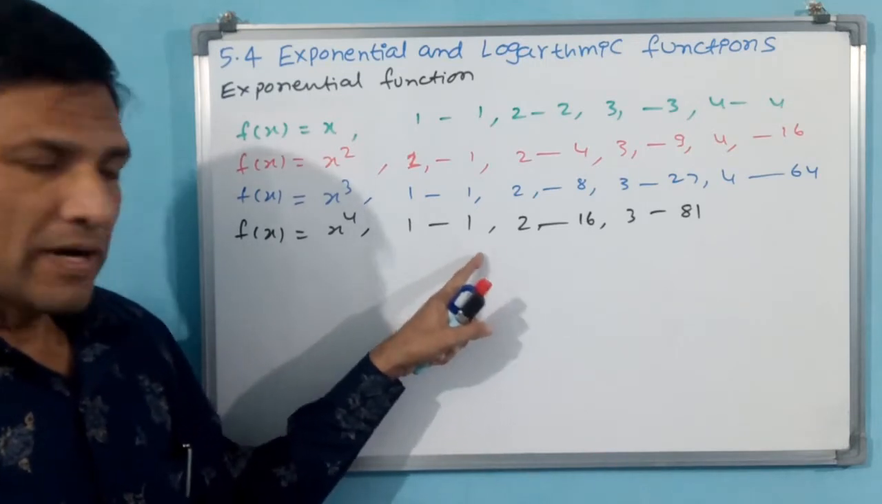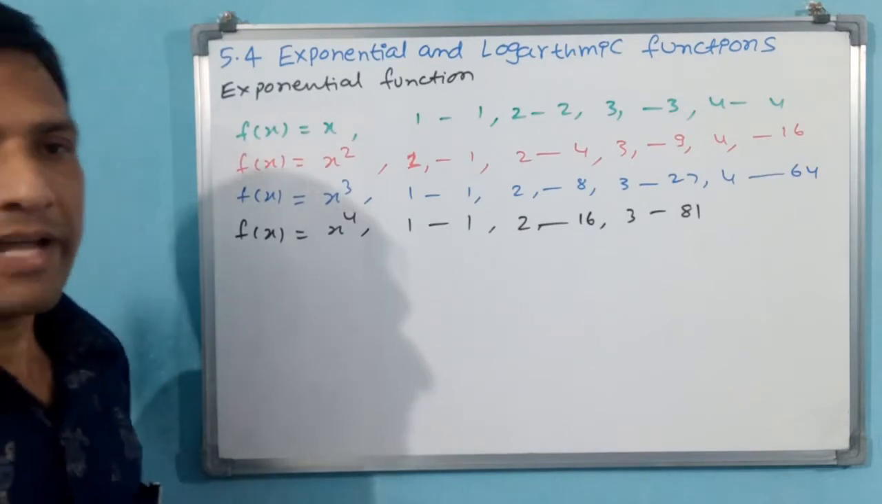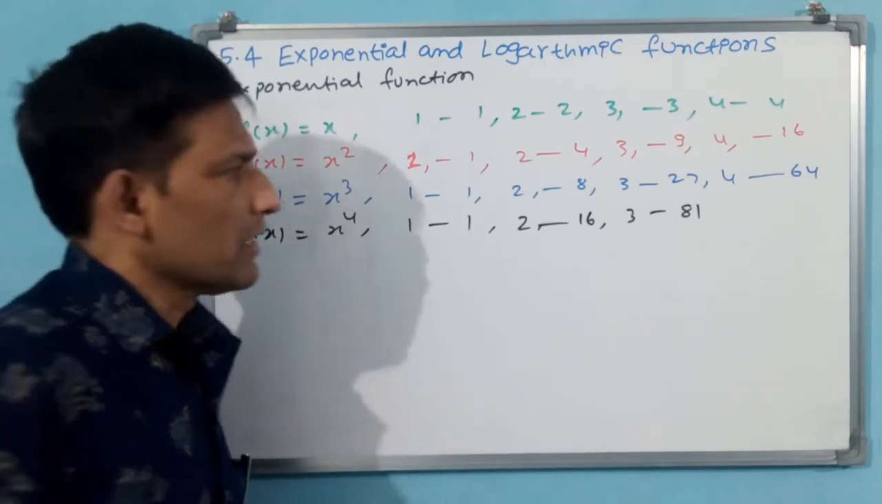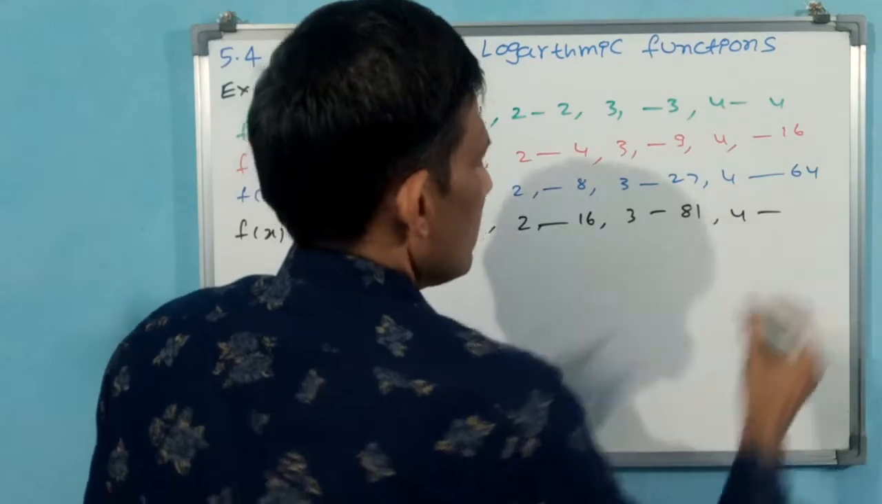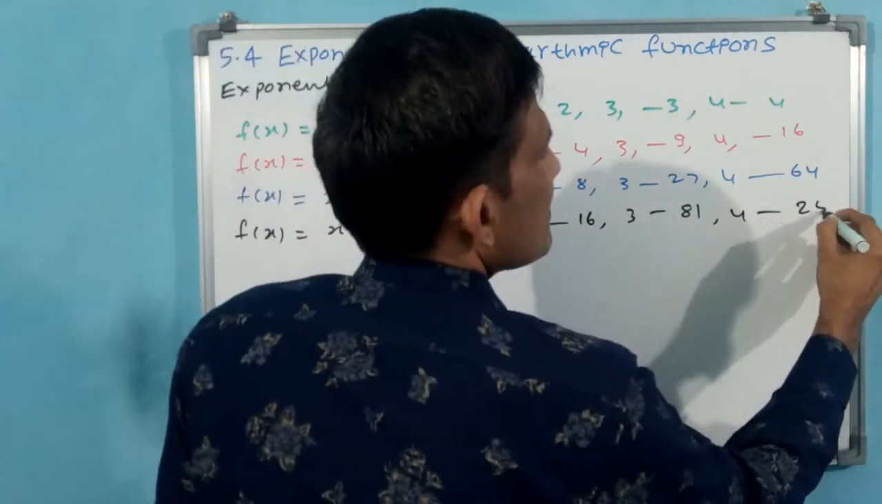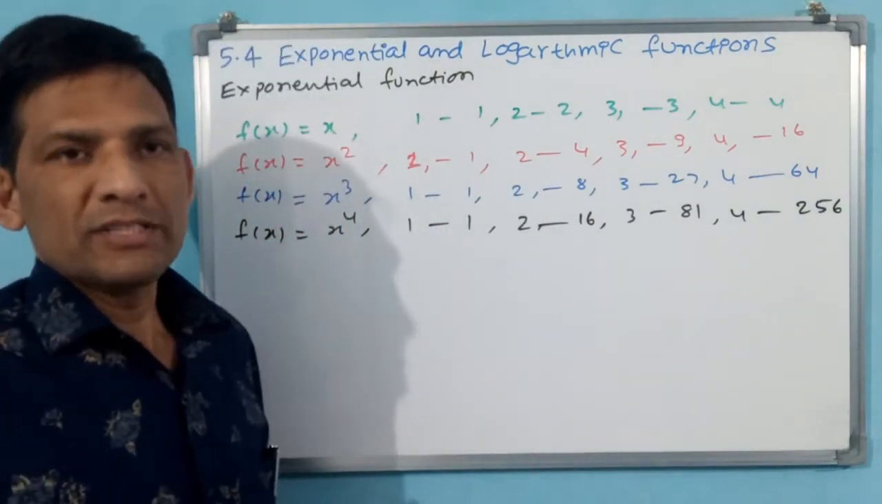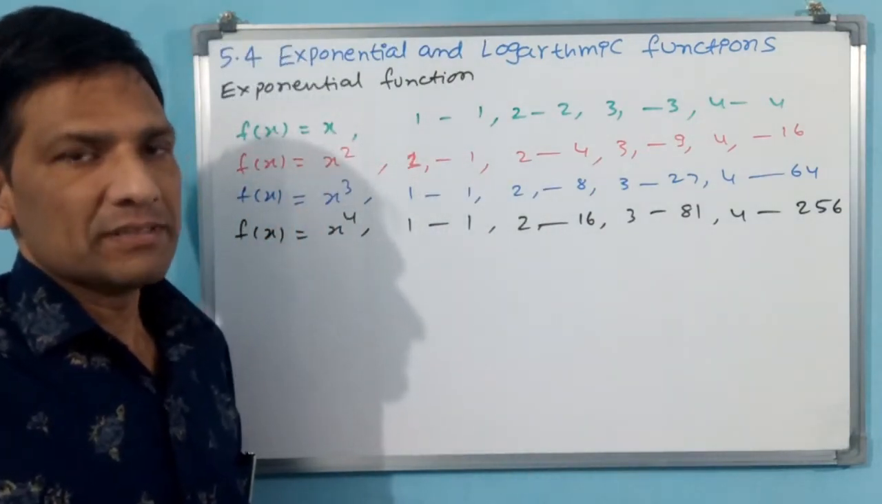1 to the power of 4 is 1, 2 to the power of 4 is 16, 3 to the power of 4 is 81. 3 3s are 9, 9 9s are 81. What about 4? It is 256. 4 4s are 16, 16 16s are 256.